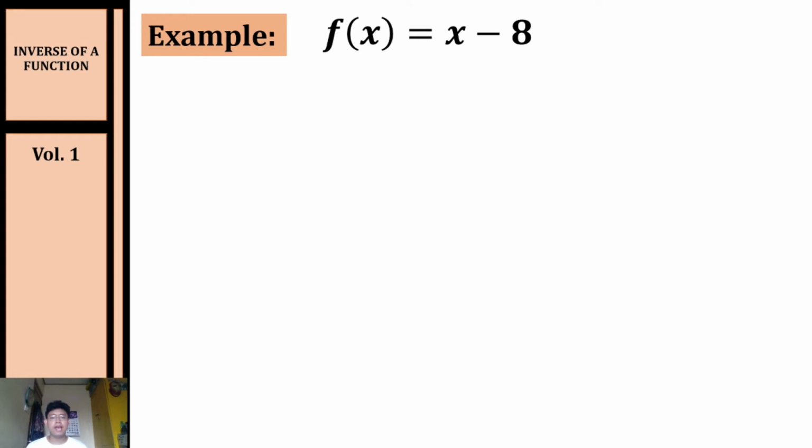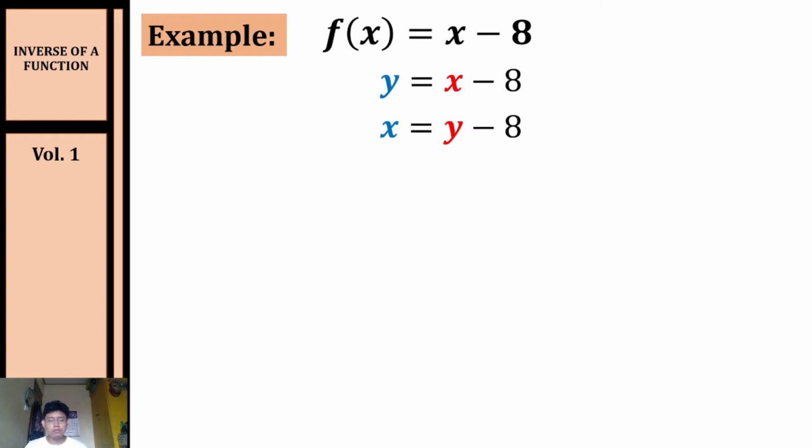For example, we have f of x is equal to x minus 8. Let's get the inverse function of f of x. So first step is for us to change our function notation to the variable y. Then, second step is for us to interchange our x and y. So we will have x is equal to y minus 8. Then we solve for the value of y.